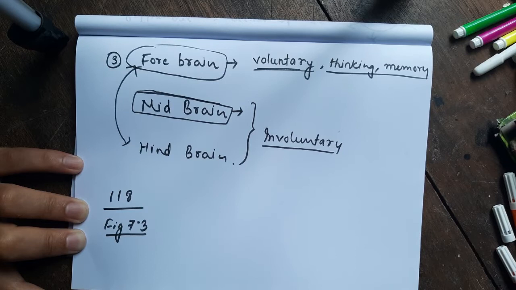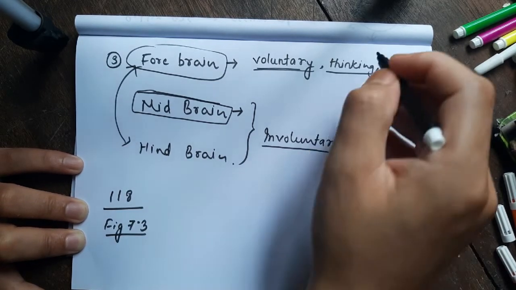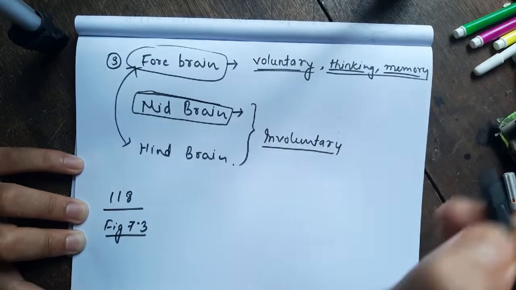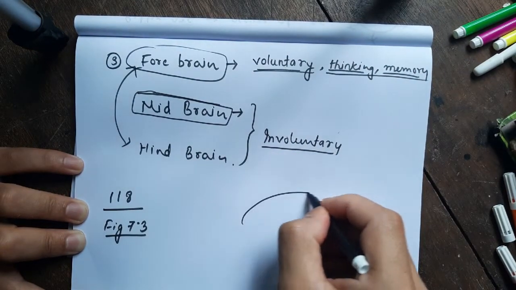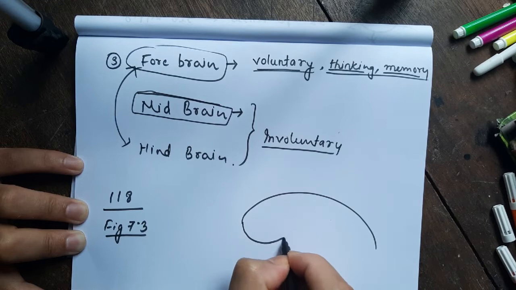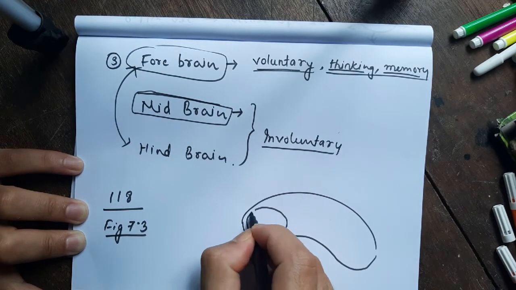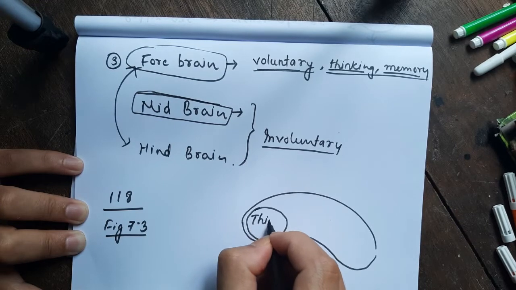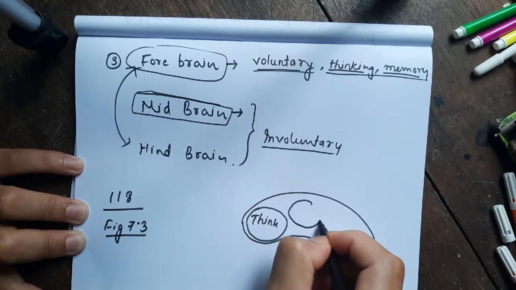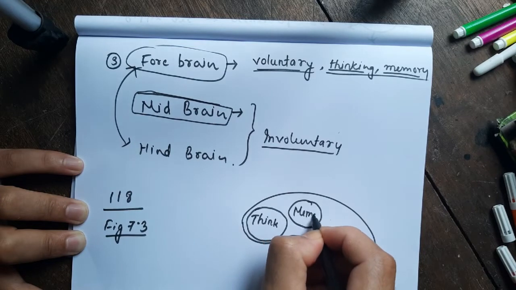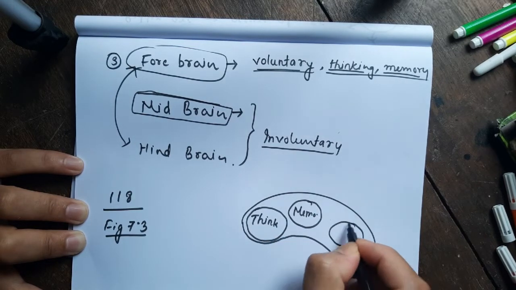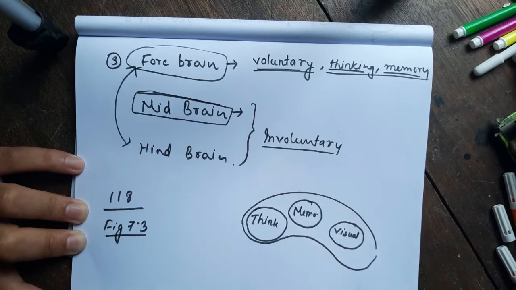So, let us try to understand in a little more detail. What is thinking? What is memory? Let us say this is your brain. This is your forebrain. Just consider, this part controls your thinking, this part controls your memory, and this part controls your sensory inputs. Maybe you're looking at something, your eye signal will come and enter here.